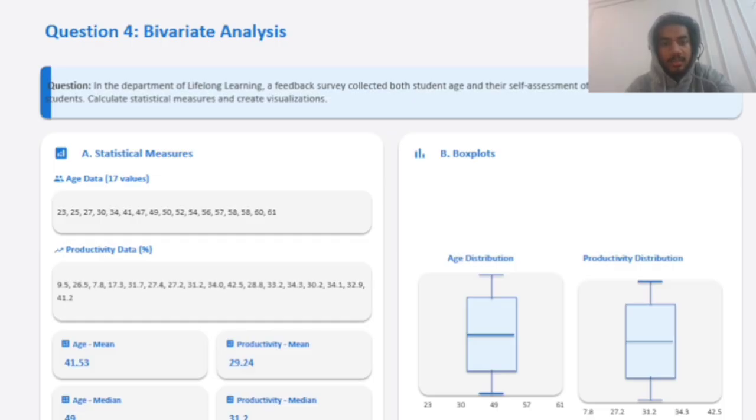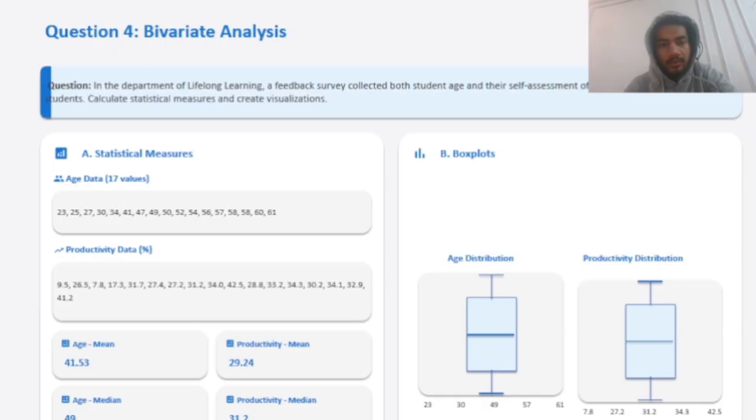So this gives us a mean of 41.53. This number represents the average age in the group. For median age, the median age is the middle value when data is sorted. Half the values lie below it and half above it. So the median age is 49, showing that most participants are around this age.